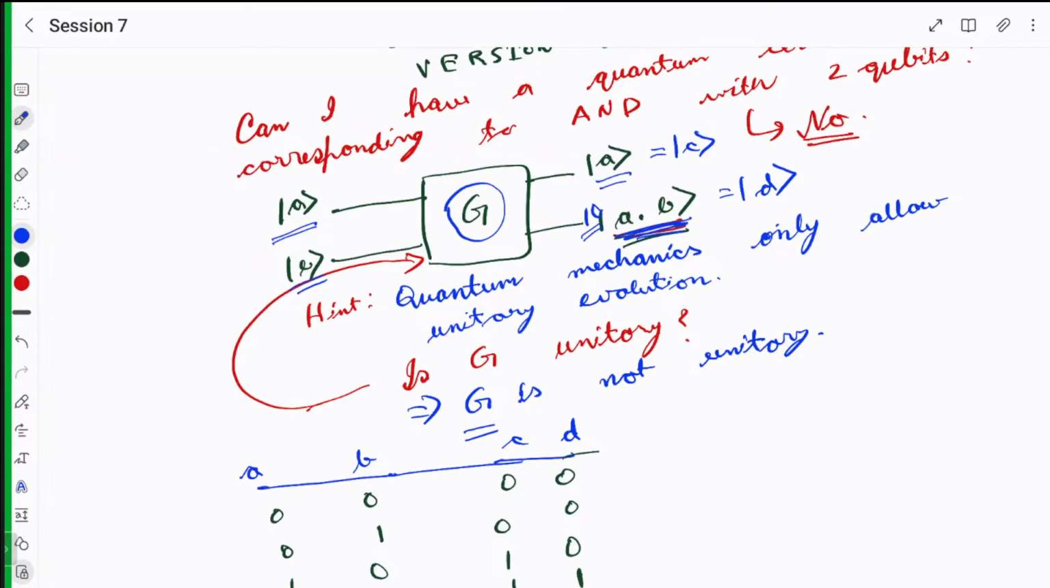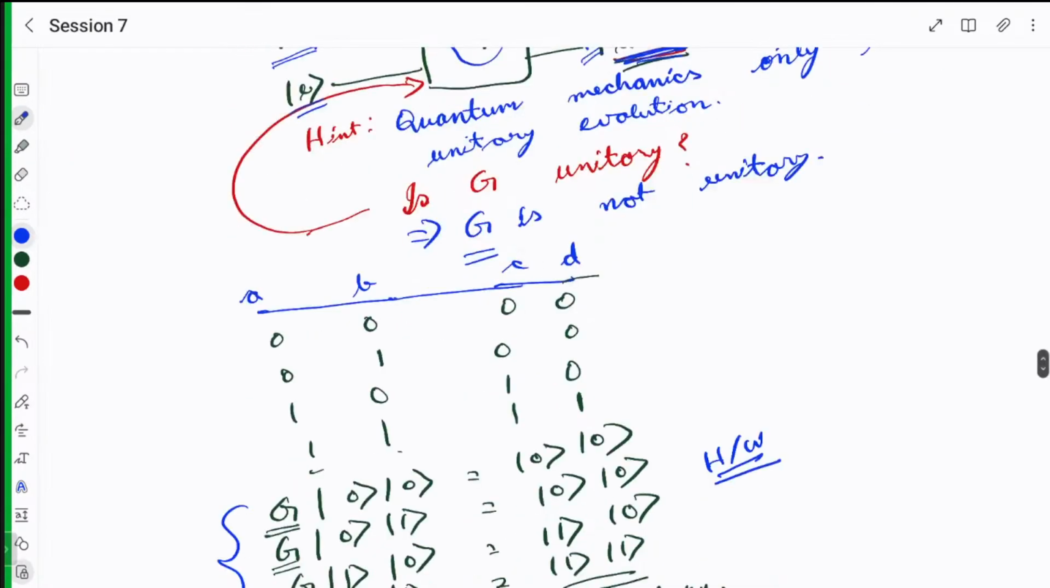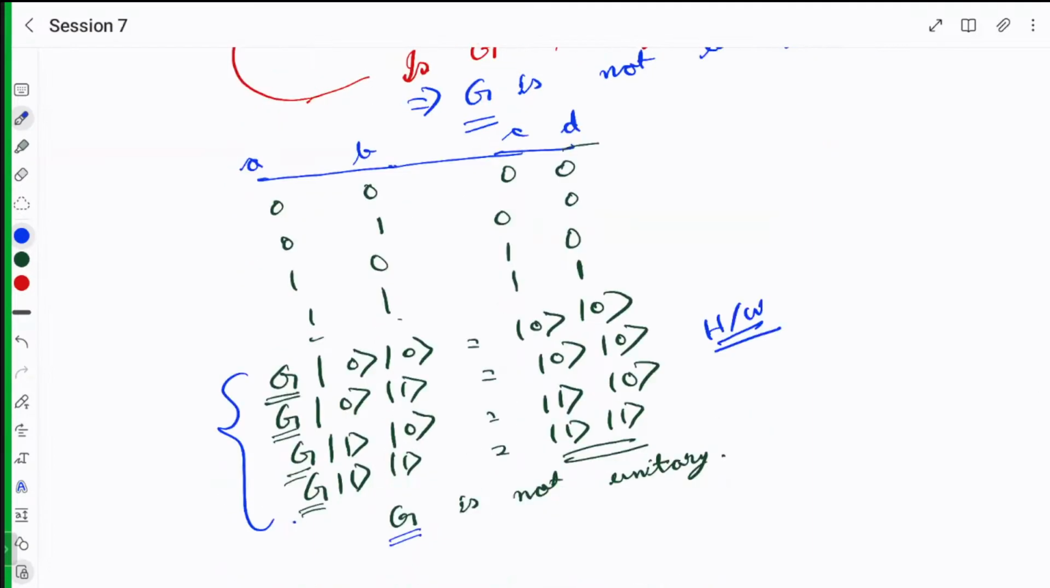And is this part clear to everybody? Why we cannot have this gate? Yes, no, anything? Okay.